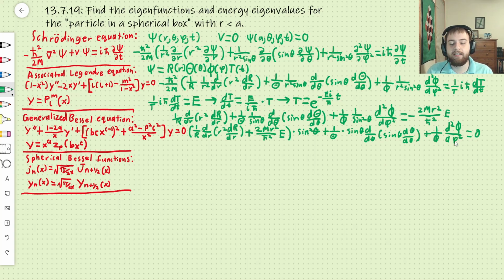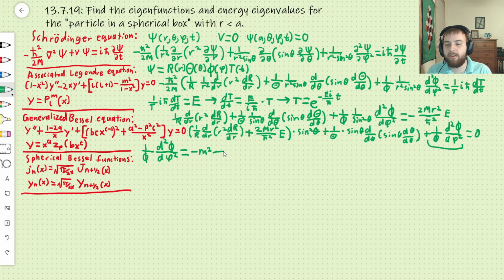We can separate the phi part because phi is only in this part of the equation and nothing else has any phi's. So that means that this whole section cannot depend on phi. There's no way it can because there's no phi's here. So this must equal some sort of constant so that this can also equal that same constant. We're separating the variables again. So that means that we know that 1 over phi d squared phi d phi squared is equal to some constant, and we're going to call it negative m squared. Why are we calling it negative m squared?